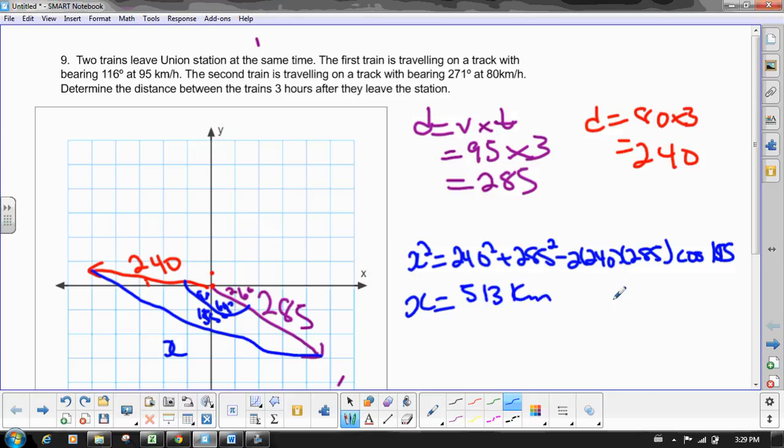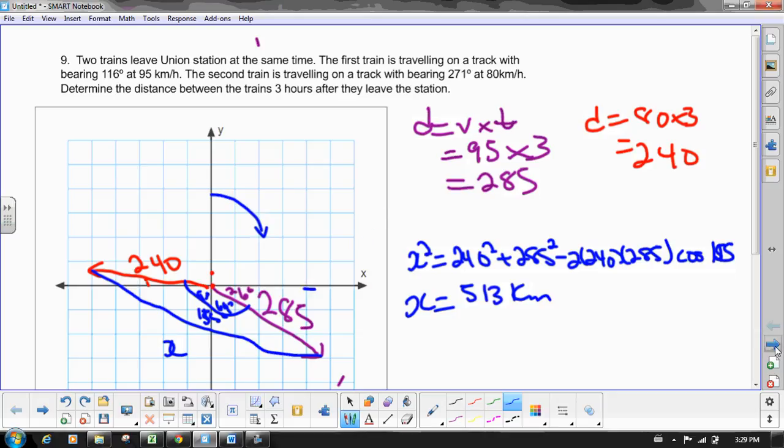Anytime you're doing a question like this, the important part is that for bearing, you start north and you rotate clockwise. So it's a little bit different than when you learned how to draw angles on a grid in grade 11. Bearing notation starts from the north and goes clockwise. So hopefully that helps out here.